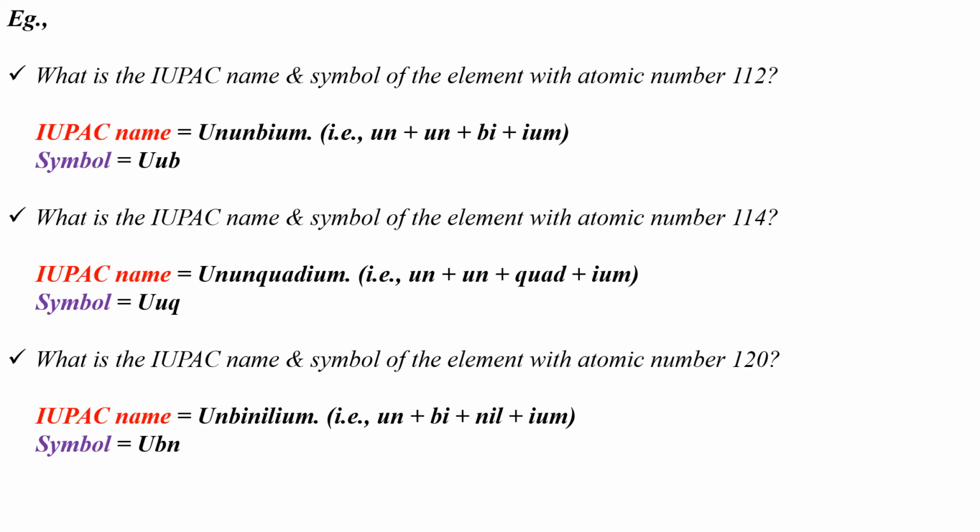Now, the last example. What is the IUPAC name and symbol of the element with atomic number 120? The root for 1 is un. The root for 2 is bi. And the root for 0 is nil. On linking these roots and on adding the suffix IUM, we write the IUPAC name of the element 120 as unbinilium. Its corresponding symbol is written by linking the first letter of the roots un, bi and nil in the same order as UBN. Therefore, UBN is the symbol of the element 120.